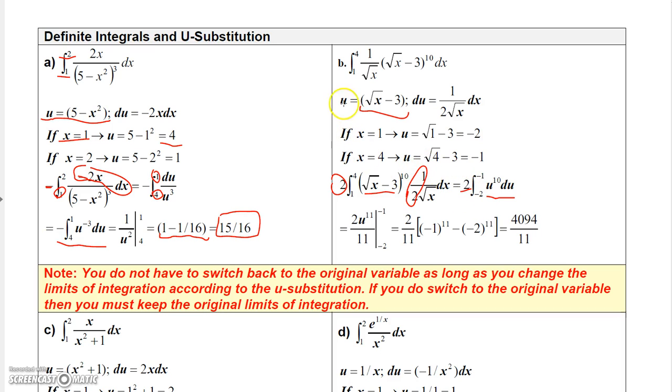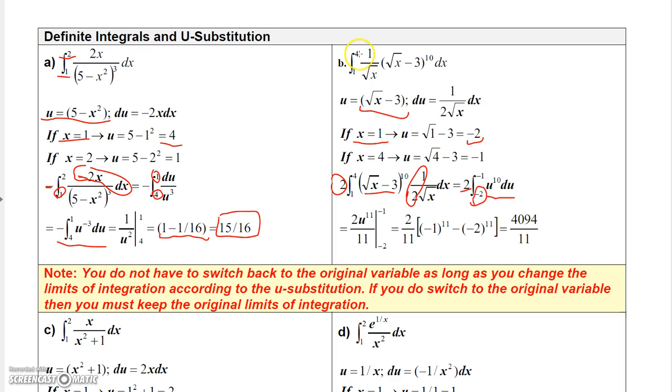Let's talk about the limits. This goes from x equal 1 to x equal 4. Well, let's see where u goes. All right, u is square root of x minus 3. So if x is 1, u would be square root of 1 minus 3, which is negative 2. So when x is 1, u is negative 2.